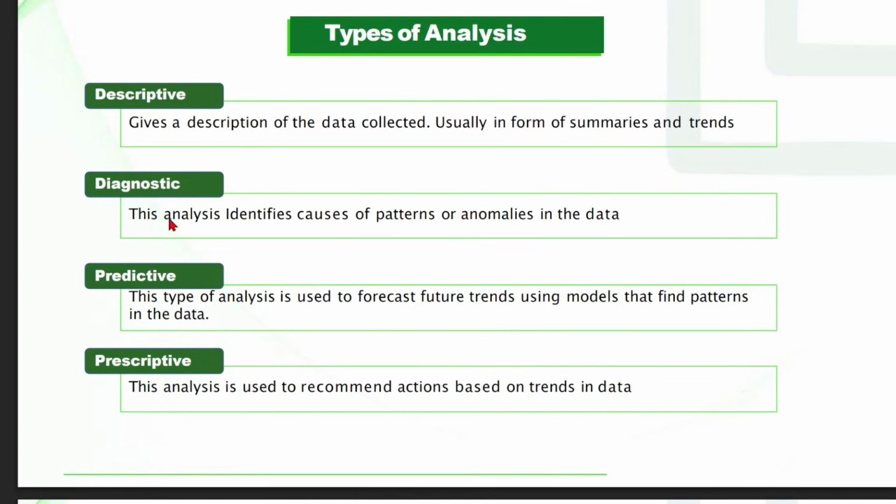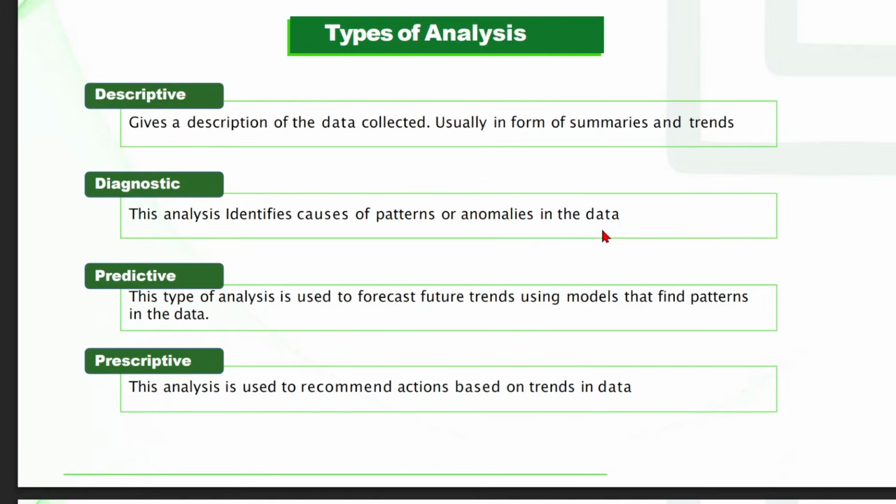If you follow this term very well, you know that to diagnose is to find out. This analysis identifies the cause of patterns or anomalies in the data. To find out what actually happened or what's happening is the diagnostic type of analysis. Especially, I think people in the health field do this every day to diagnose. Then we have the predictive analysis. This type of analysis is used to forecast future trends using models that find patterns in the data. This is where something like regression comes in, to predict what will happen in the future.